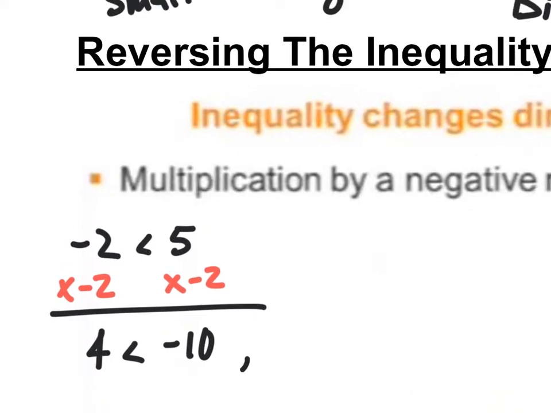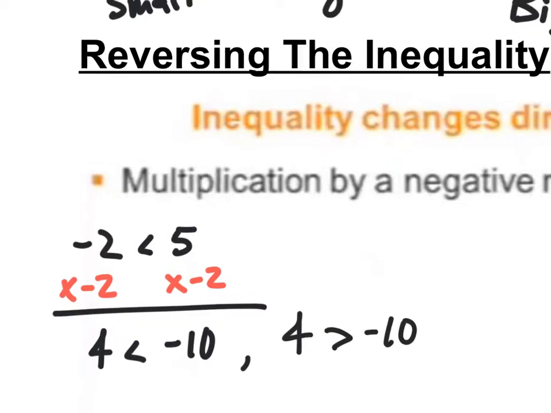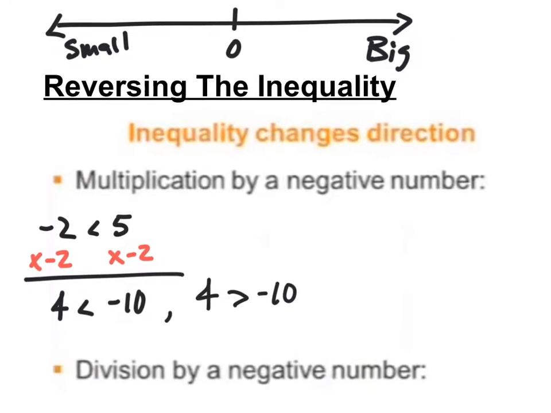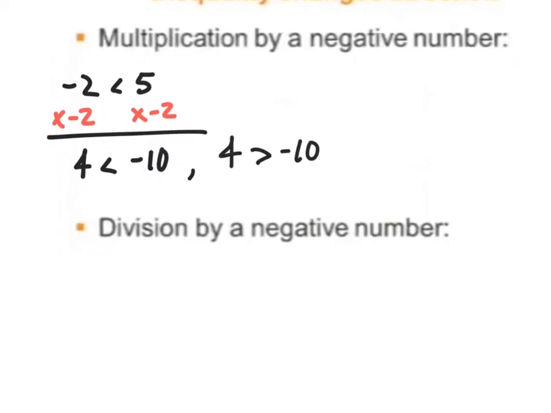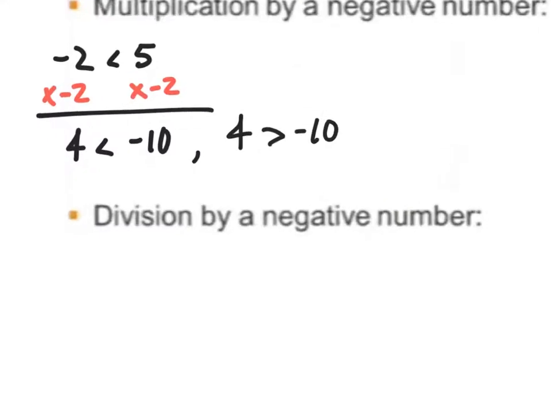In order to make this true, I would have to say that 4 is greater than negative 10, okay? So when you multiply by a negative, you have to reverse the inequality. And the same thing works with division. Division is really the same thing as multiplication.